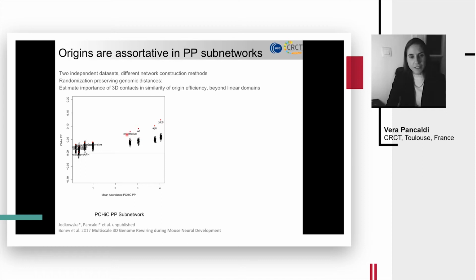Constitutive is basically the origins that are seen in all data sets. You can see here the red points are the measured assortativities in the data sets, and the empty black circles are the randomizations. You can see that all of our data sets have assortativity values that are higher than what you would expect by a distance-preserving randomization. So this suggests that the 3D contacts across the different genomic regions are important to determine the assortativity of these origins, and not just the fact that there might be linear domains that have similar origin efficiency.